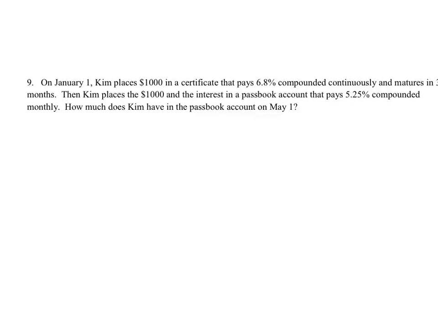Okay, this one is saying that Kim places $1,000 in a certificate at 6.8%. So remember that is 0.068, and it matures in 3 months. So our time, we are going to convert to what that is as a portion of a year. So we get 0.25. Now it says it compounds continuously. So that is when we need to use PERT. So we are figuring out what it is for 3 months after January 1st. So we are doing January, February, and March.